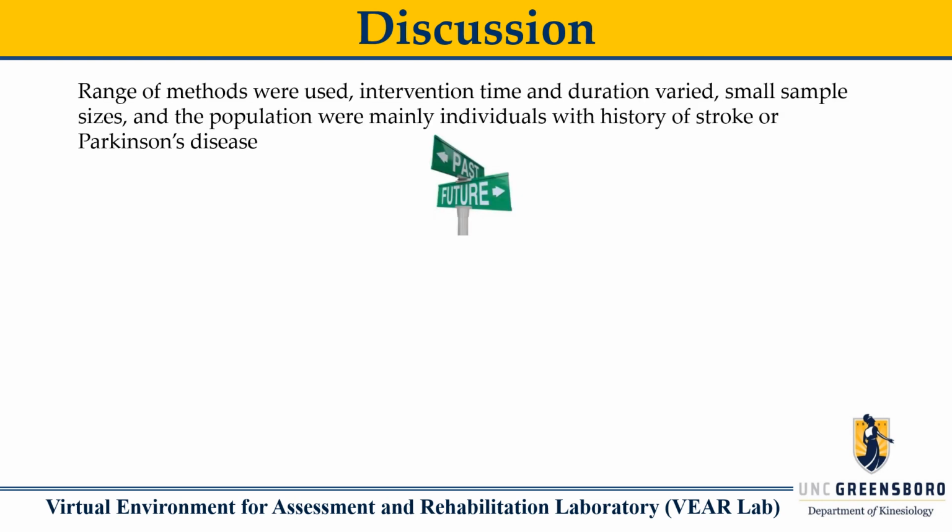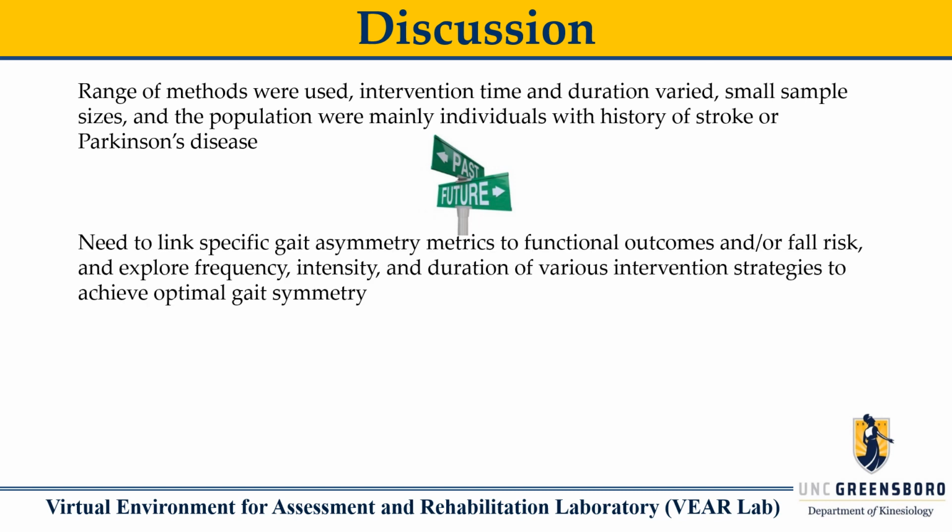In the 26 studies, we saw a range of methods used. Intervention times and durations varied. There were fairly small sample sizes, and the populations were mainly individuals with a history of stroke or Parkinson's disease. And in this review, we noticed a lack of virtual reality studies. So in the future, we need to link specific gait asymmetry metrics to functional outcomes and/or fall risks, and explore frequency, intensity, and duration of various intervention strategies, such as using virtual reality to achieve optimal gait symmetry.